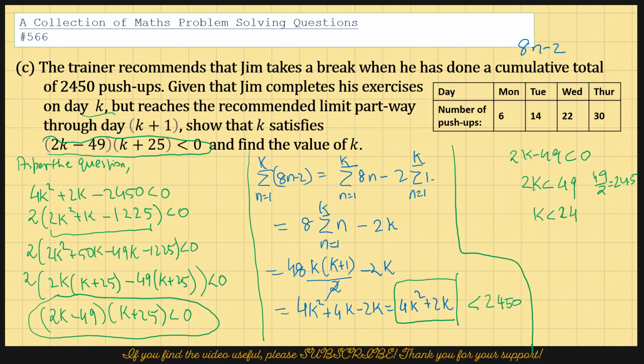So the answer, to find the value of k: k is less than 24.5, and therefore k is equal to 24. So that's the answer. k is equal to 24.